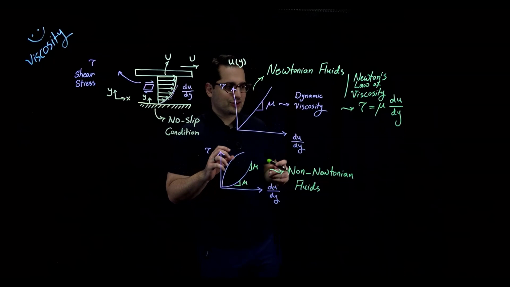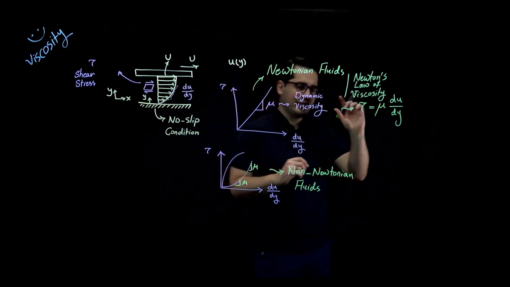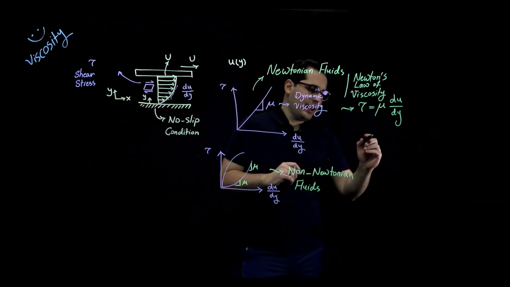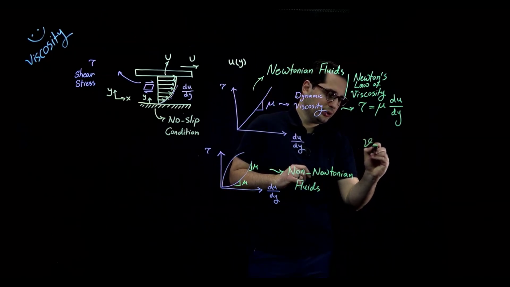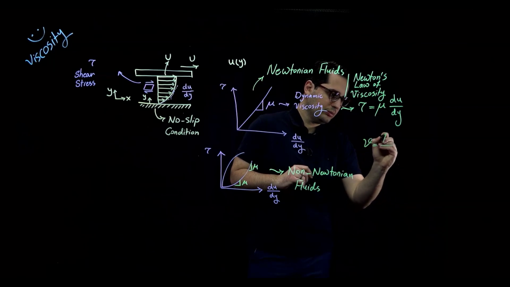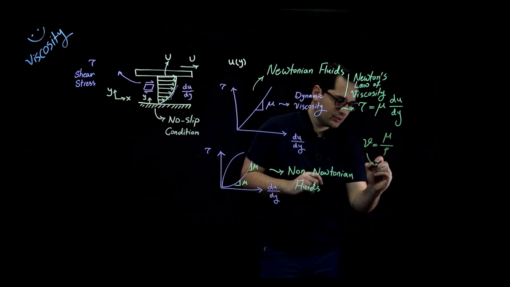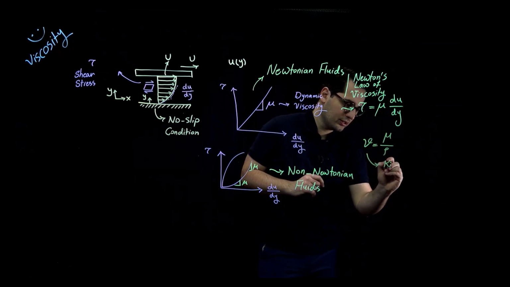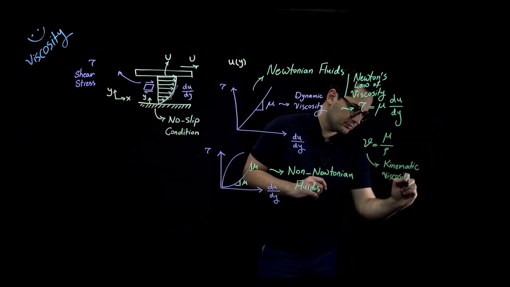Now you might ask, are there any different types of viscosity? Why do we call this dynamic viscosity? There is another type of viscosity, and we show that using another Greek letter nu, and nu is equal to mu divided by the density of the fluid. And this viscosity is called kinematic viscosity.